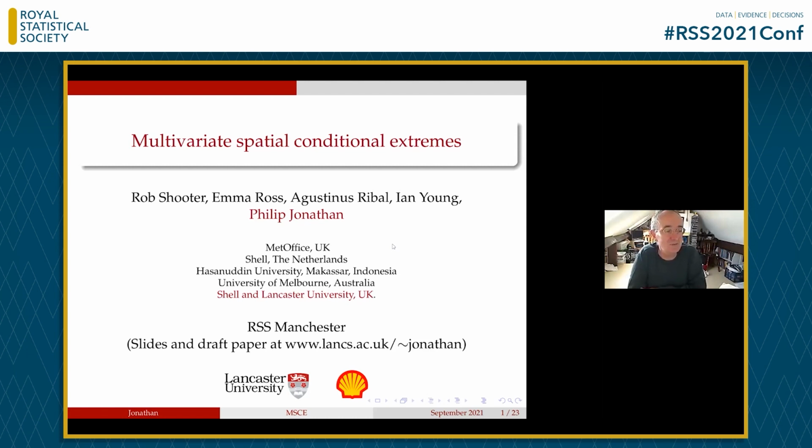It's joint work with Rob and Emma, who are statisticians who both did their PhDs at Lancaster, and with Augustinus and Ian, who are wave specialists, so you might count them as ocean engineers. In particular, in recent years, they've been working on satellite data and observing the ocean environment using satellites. Okay. I'm going to be skipping a few slides. The full slide pack and the draft paper on this are available on my Lancaster website.